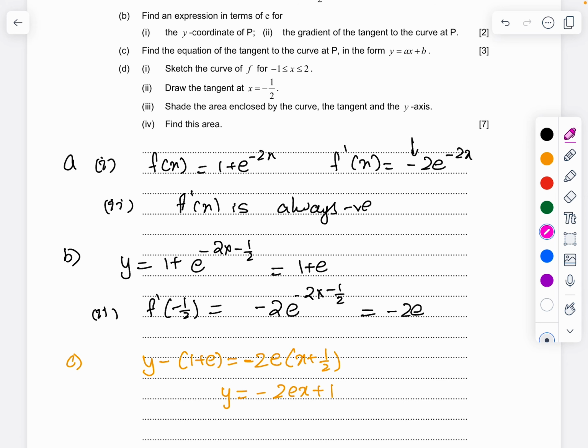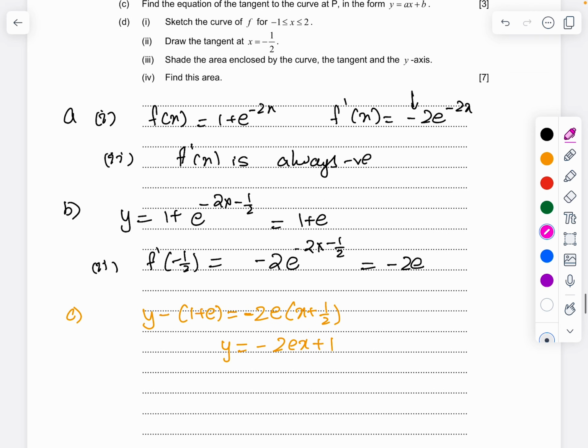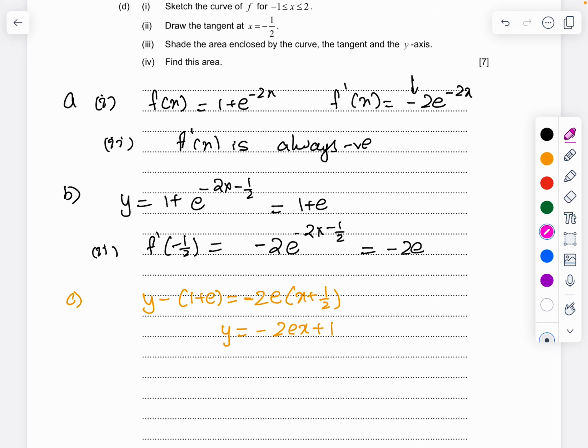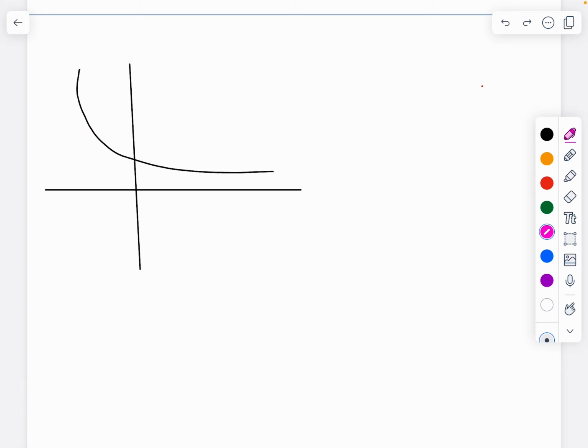Shade the region between the curve, the tangent and the y-axis. Find this area. So if I draw carefully, this tangent is intersecting the y-axis over there. This is the point of intersection with the y-axis. Now I want to find this red color region. This region I have to find.